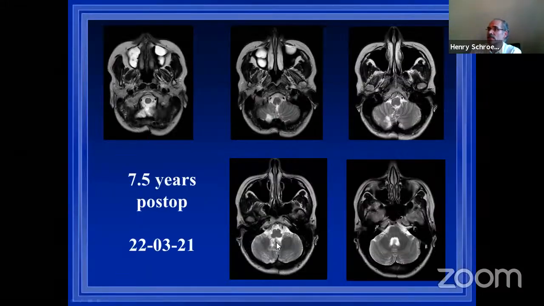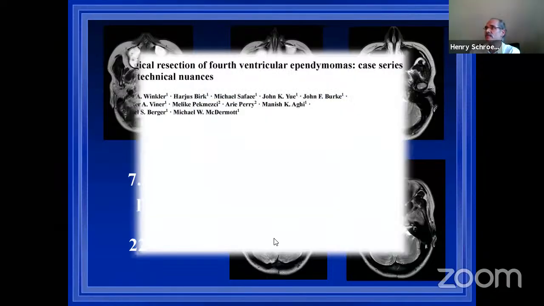And this is now 7.5 years post-op. So far, no recurrence. If another recurrence would come, I would go for radiation.